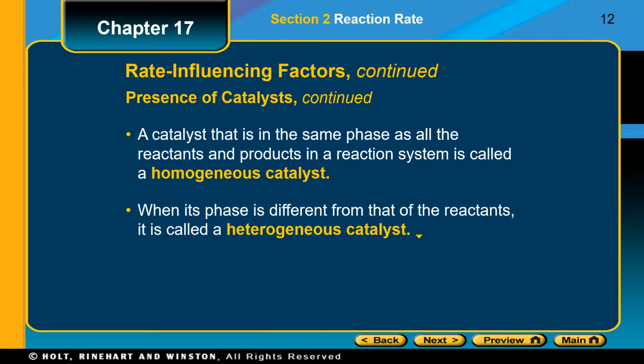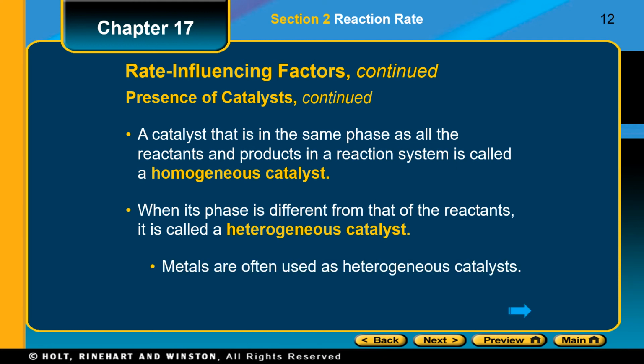When its phase is different from the reactants, it's called a heterogeneous catalyst. So for instance, the exhaust in a car passes through a catalytic converter, and inside of the catalytic converter are solid metals that help the gases coming out of the car engine to continue to combust, and since the metals are solids, this would be a heterogeneous catalyst. So metals are typically used as heterogeneous catalysts.